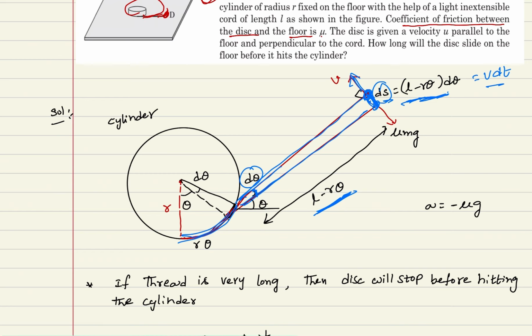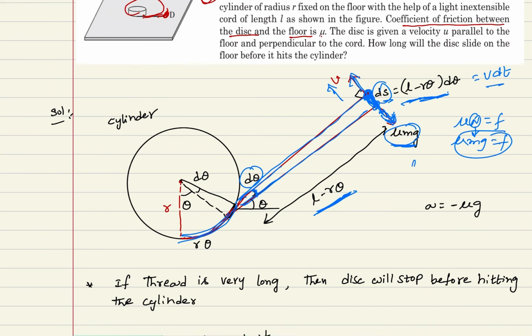Whatever friction is there between the floor and the disk tries to oppose this relative motion. So the friction is μN, and that N is equal to mg. So the frictional force is μmg. I have drawn it in the downward direction, meaning opposite to the v direction. And one more thing, no force is acting in this direction other than the friction.